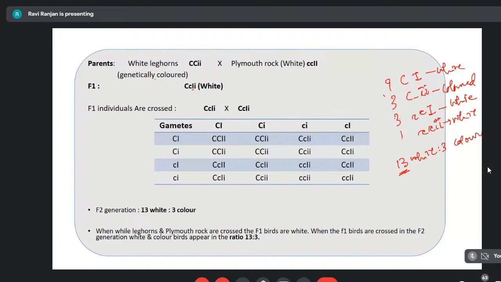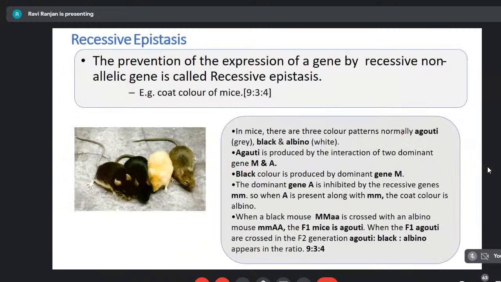We have seen that the complementary colors have 9:3:4. We will just go again to another, that is recessive epistasis, and then we will revise all of them, right? Now, just as dominant epistasis has 12:3:1 ratio, because when a dominant non-allelic gene prevents the expression of another gene, then it is known as dominant epistasis. Similarly comes recessive epistasis.